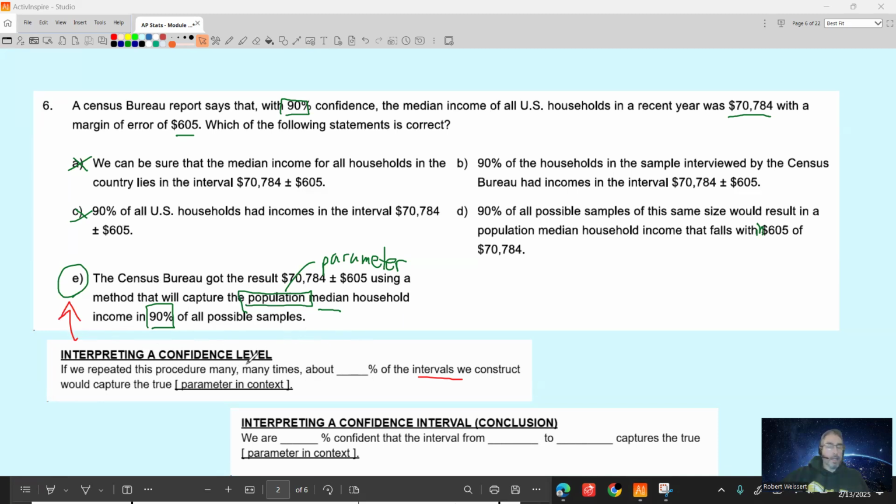The other way we deal with interpretations is the conclusion at the end of a free response, where we are 90% confident that the interval from this number to this number captures the true, in this case, median household income. So it's just going by the templates and making sure you understand what it's saying.